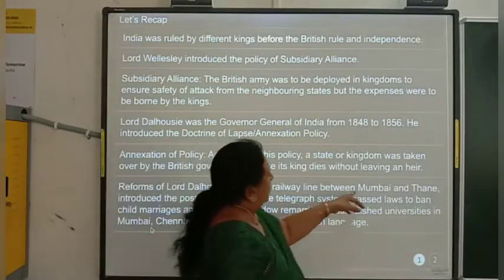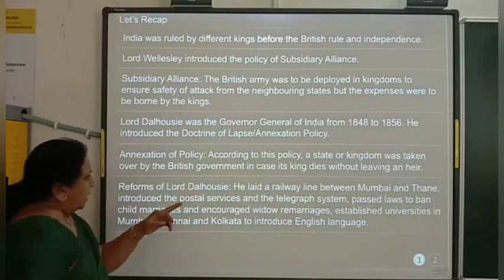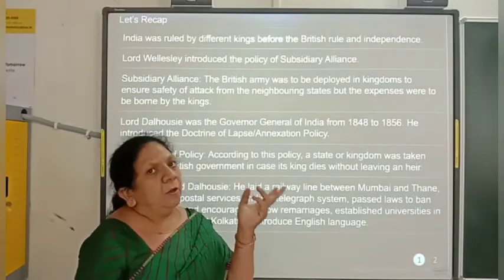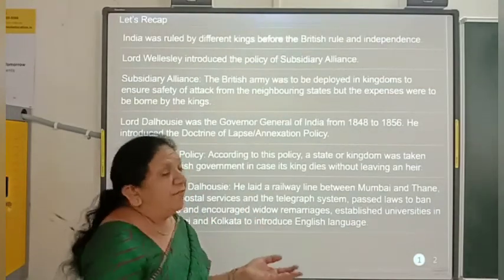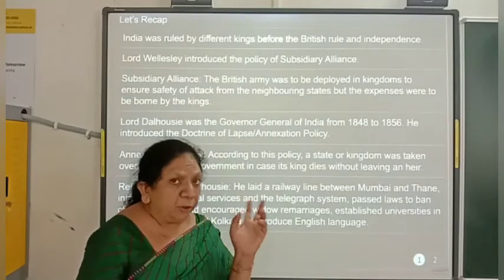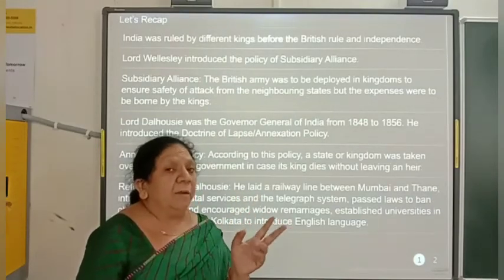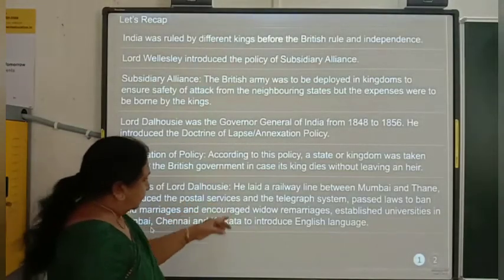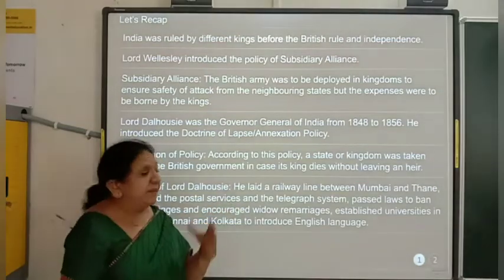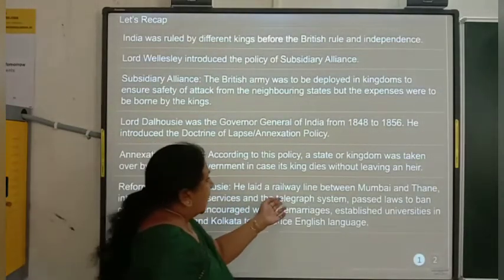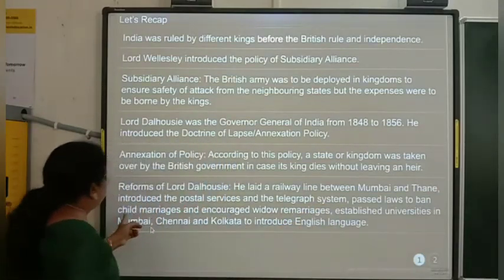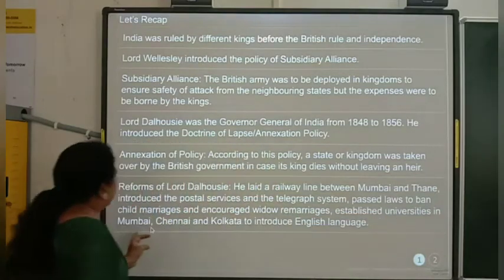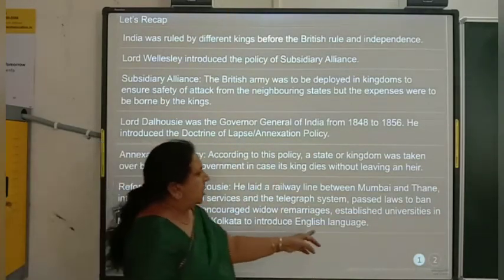Reforms of Lord Dalhousie. He laid a railway line between Mumbai and Thane. As I explained, it was for them to carry the raw material, which they then took to England by water transport, and finished goods were made in their own country. Their industry was developed in the UK by these people. Then he introduced the postal service to send letters and messages, the telegraph system, a law against child marriages, encouraged widow remarriages, and established universities in Mumbai, Chennai and Kolkata to introduce the English language.